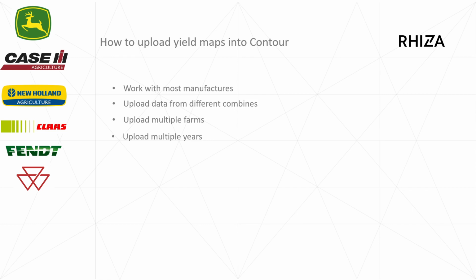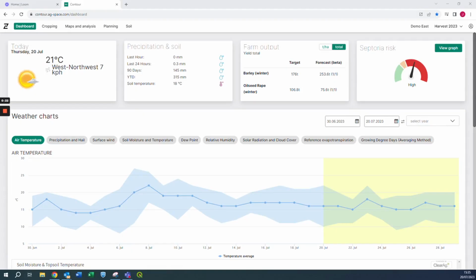So if you have historic yield data sat on a USB stick somewhere, you can upload that all at the same time. And it's very much an upload and forget type process. So as soon as you start the upload in Contour, you can just walk away and let it do its thing. The first step is making sure that you have the cropping in for the relevant harvest years. Without that, you'll be unable to view your yield maps.